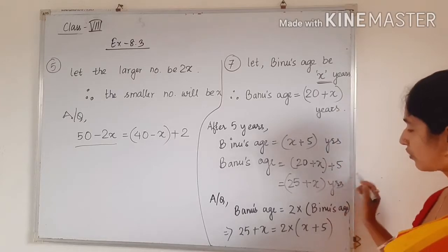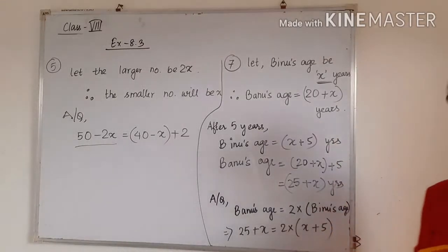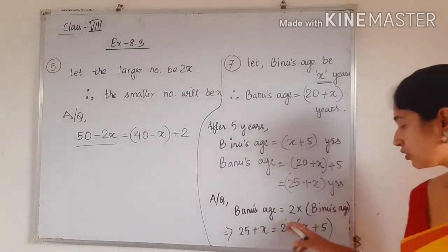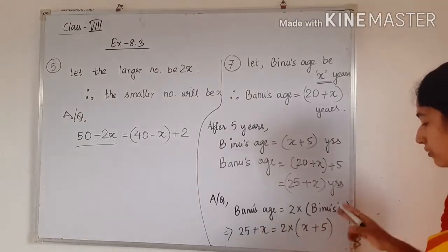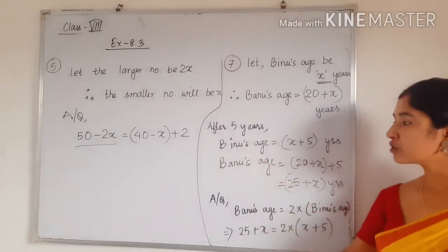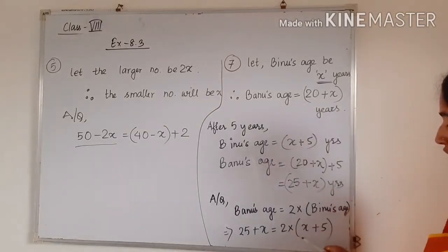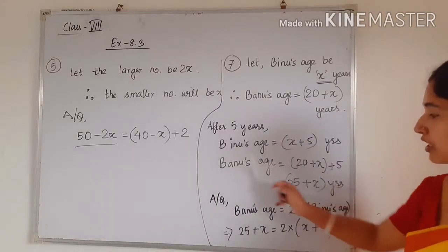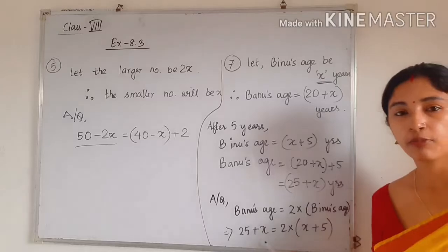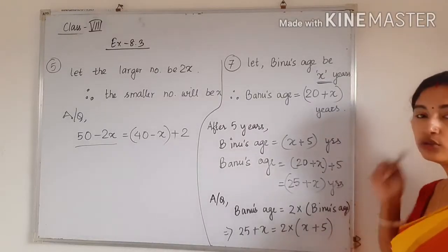20 plus X plus 5. That will be 25 plus X years. Okay. So next line it is written that Banu is 2 times as old as Binu. This is the condition after 5 years. So after 5 years, what is the age of Binu? This is X plus 5. So in place of Binu's age, you have to write X plus 5. And in place of Banu's age, we have to write 25 plus X. So the final answer will be 25 plus X is equal to 2 into this one.